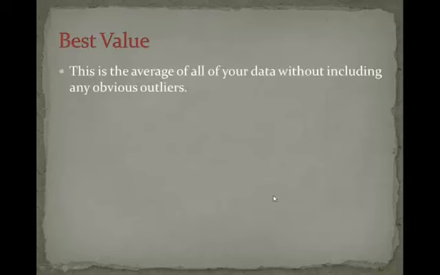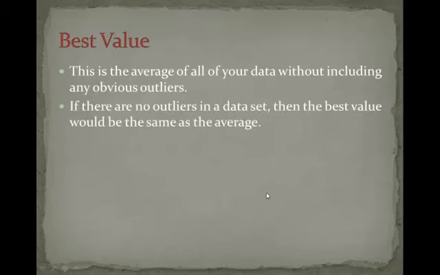So, what's best value? When we think about best value, it's essentially an average for all of your data, but it does not include any obvious outliers. And an outlier, of course, is a data point that just doesn't look like any of the rest of the data. It's clearly discrepant from them. If there aren't any outliers, then best value is done exactly the same as average. So let's get into it.